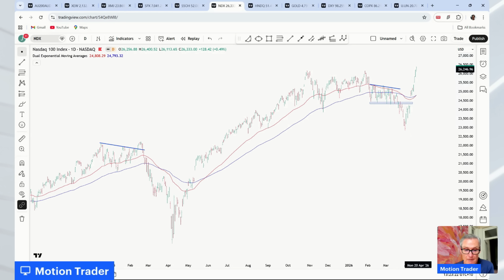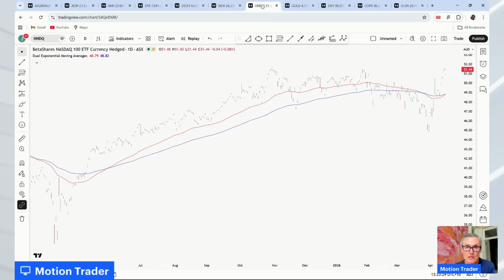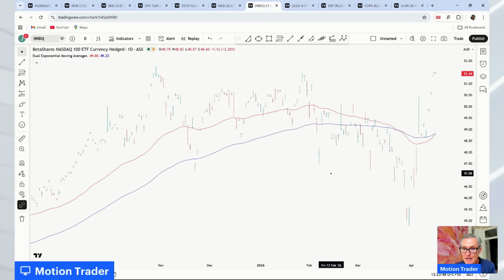Now, what I've just done, I bought a Nasdaq position on Friday afternoon last week after the strategy session. I used an ASX listed ETF. The ticker code is HNDQ. I'll just quickly show you. So this is an ASX listed BetaShares Nasdaq 100 ETF, and you'll notice that it's currency hedged. I'll come back to that in a moment.